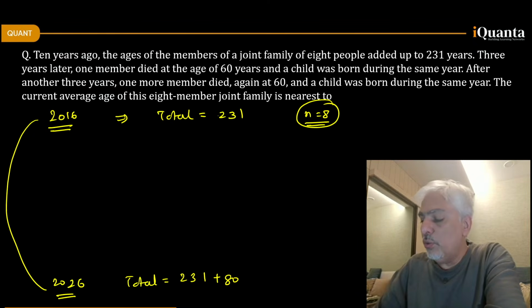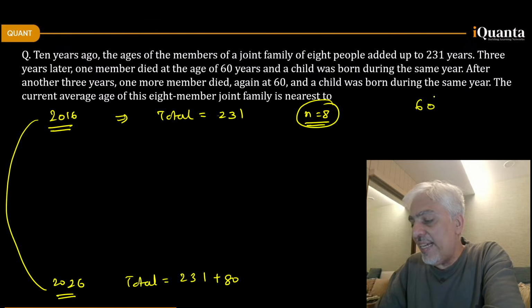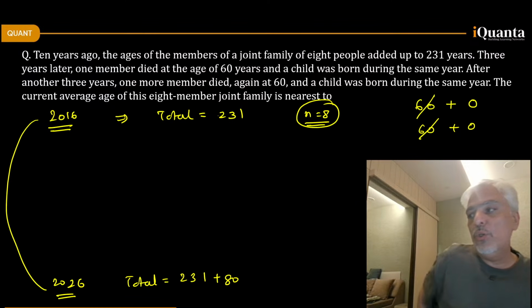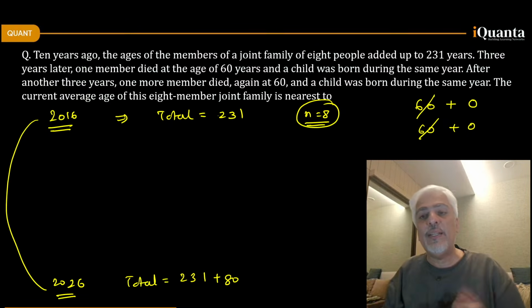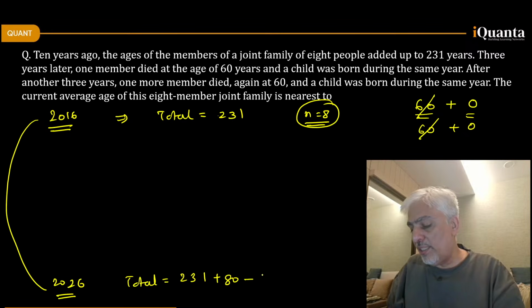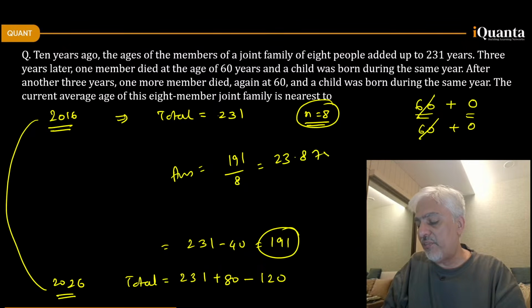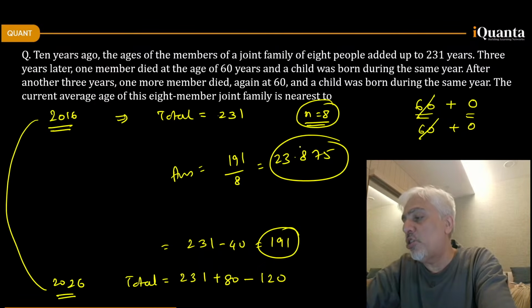But in between, I know one 60-year-old person died and one 0-year person added. One more 60-year person died, one more 0-year person added. Doesn't matter when they died. That is unimportant. Basically, I know that my total decreases by 120 because 60 has been replaced with 0. That means my total reduces by 2 times 60, which is 120. Directly answer 231 minus 40, 191, which we had got earlier also. And your answer becomes 191 divided by 8, 23.875. See this method. This is the method which you actually had to do.